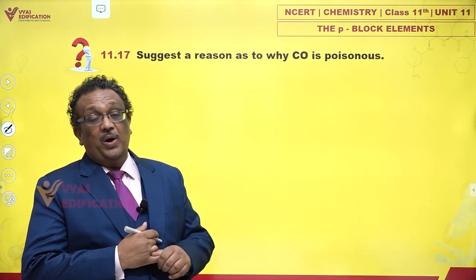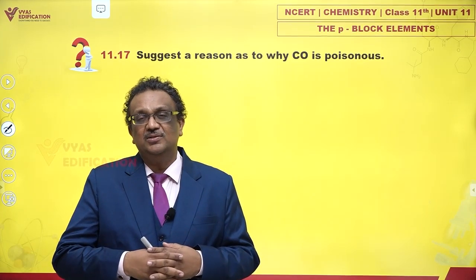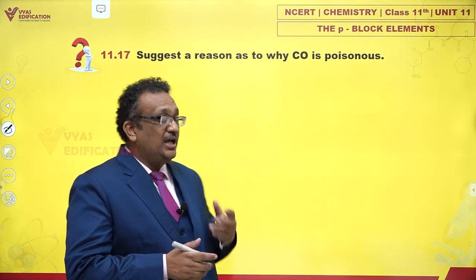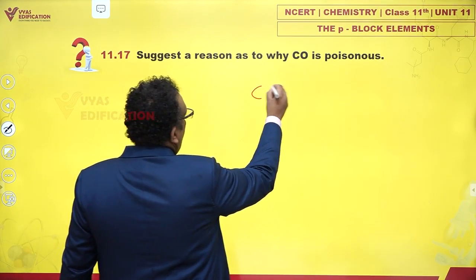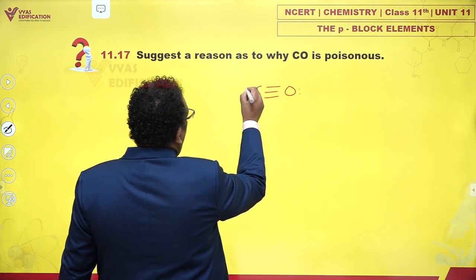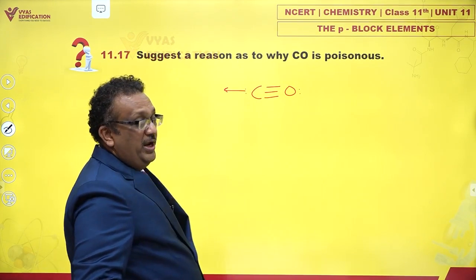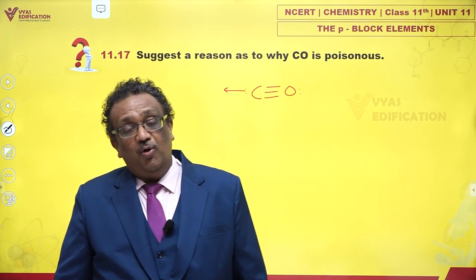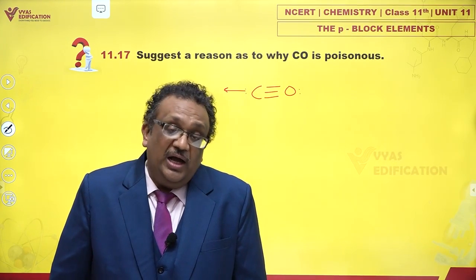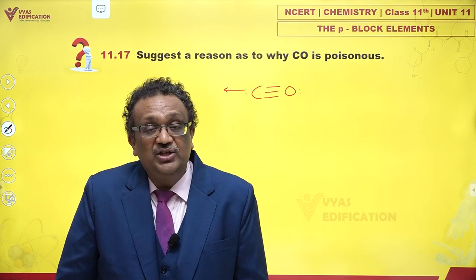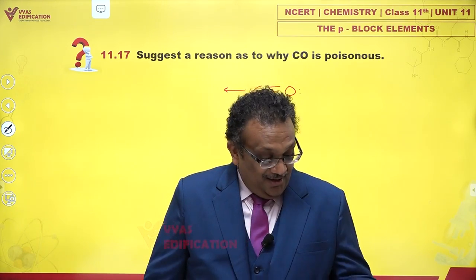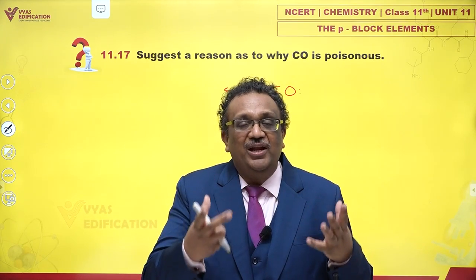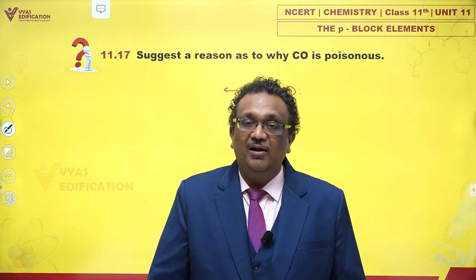Take a look. Suggest a reason as to why carbon monoxide is poisonous. Why do you think it's poisonous? Carbon monoxide is an excellent Lewis base, or a so-called ligand. It can donate a lone pair of electrons very strongly and it can form very stable bonds with a number of molecules, atoms or ions also. A very good example is hemoglobin. I hope you remember what is hemoglobin. Something which makes your blood red. It's literally in your blood. It gives you red color, right?